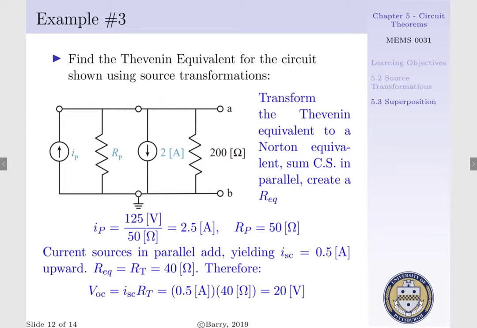Therefore, we would have our open circuit voltage expressed as ISC, which was found as 0.5 amps, times our Thevenin resistance of 40 ohms, which gives us 20 volts. And we recognize that we still have the same Thevenin resistance, short circuit current, and open circuit voltage values as we did from our two other methods.